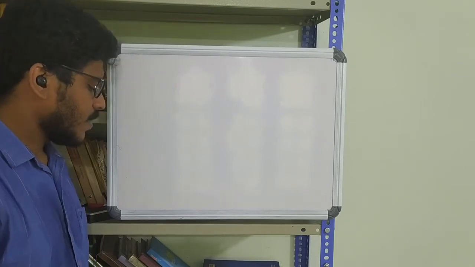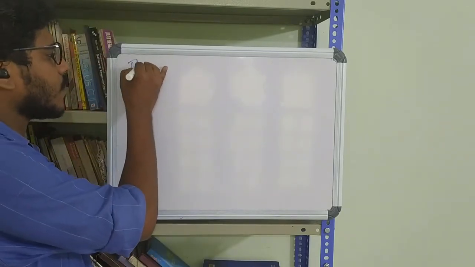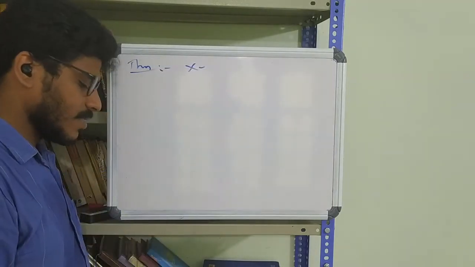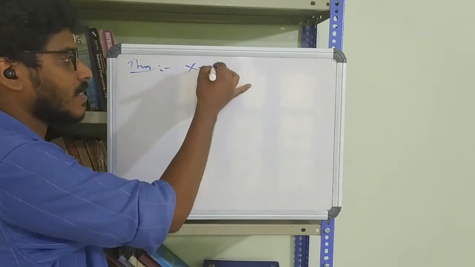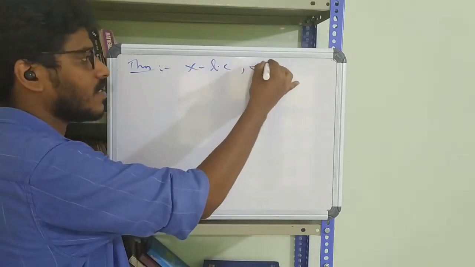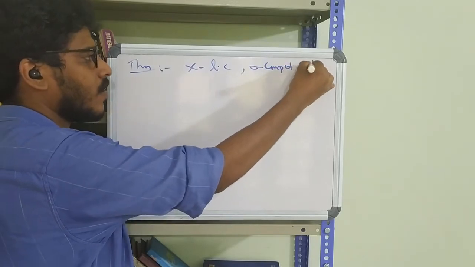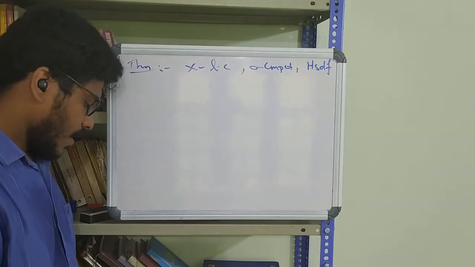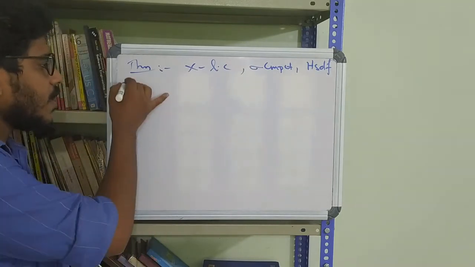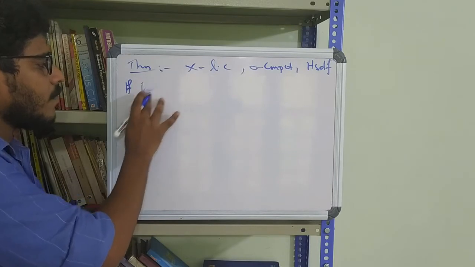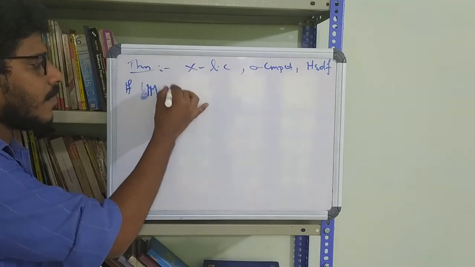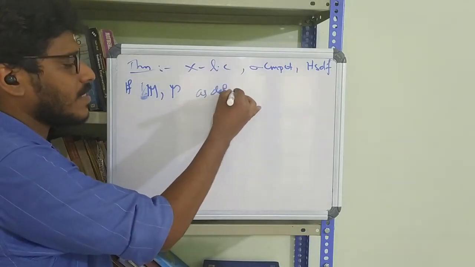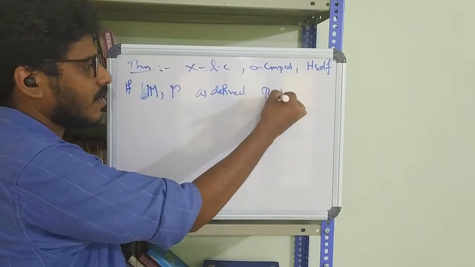So suppose the theorem is: suppose X is a locally compact, sigma compact Hausdorff space. So X is locally compact, sigma compact, and Hausdorff, as a topological space. If the sigma algebra M and the measure mu are as defined in the statement of the Riesz representation theorem.